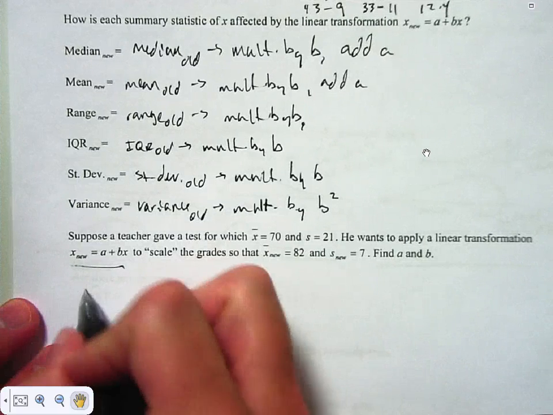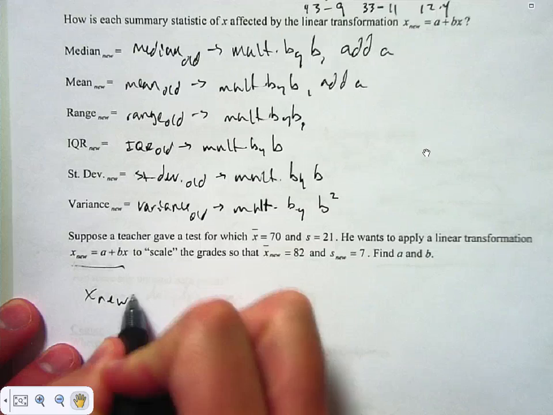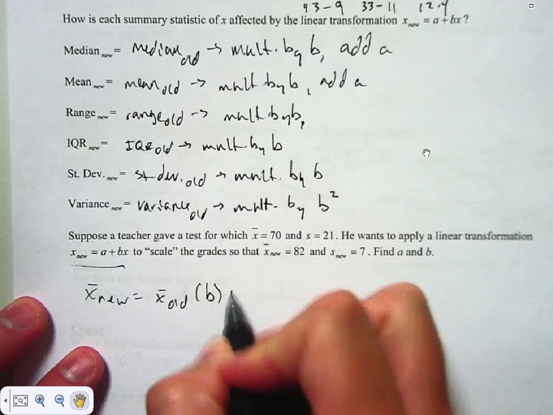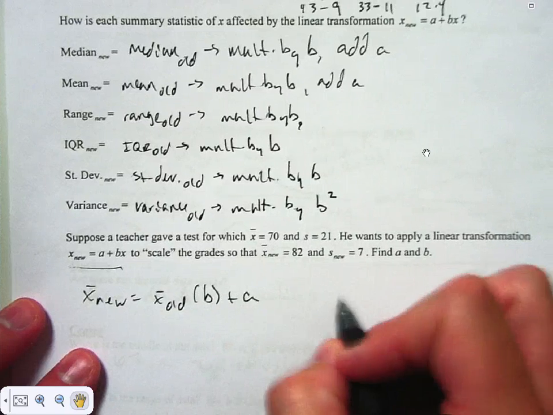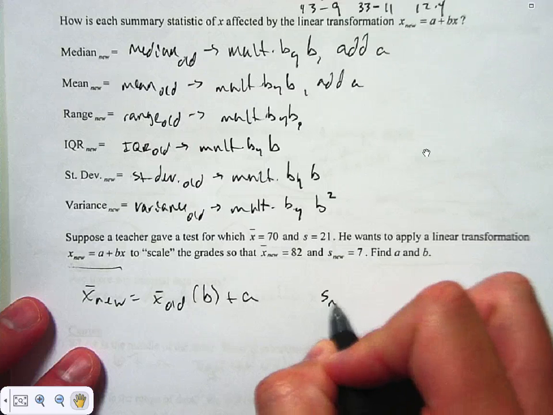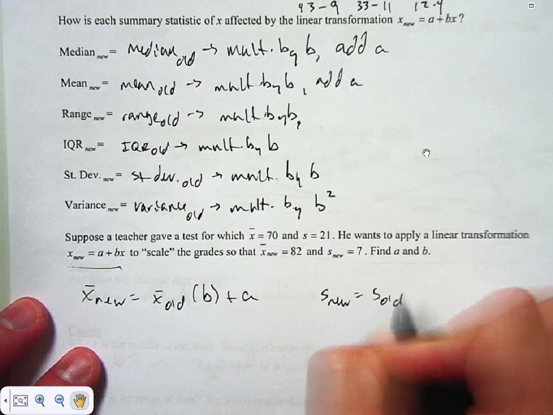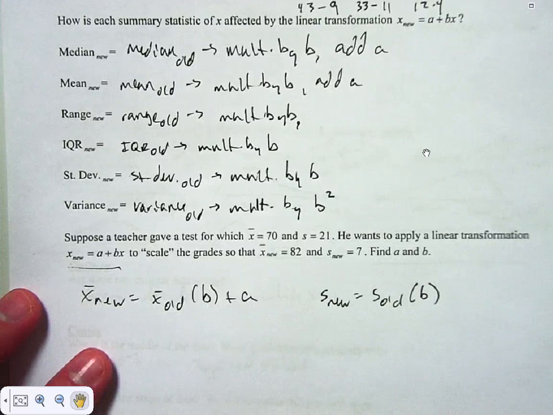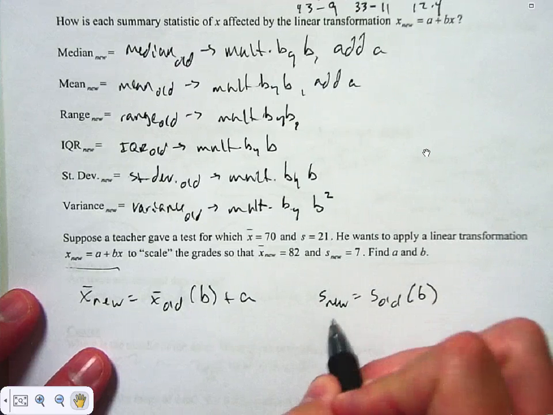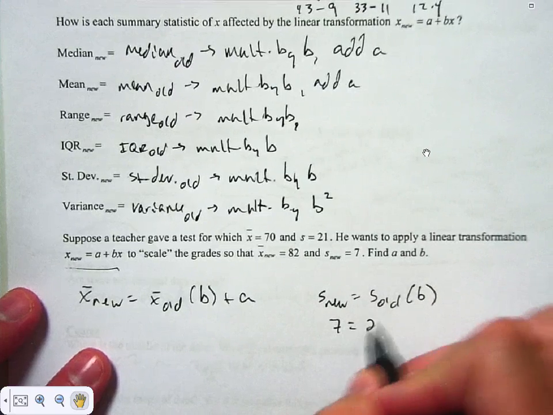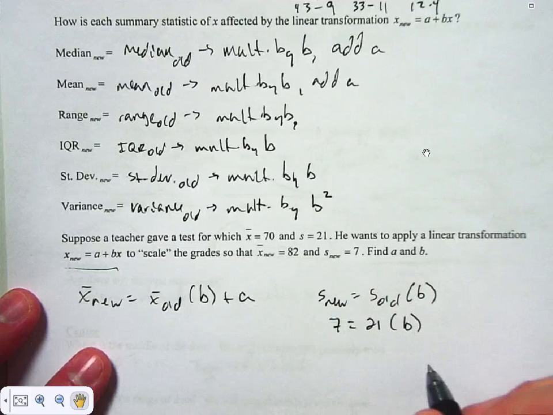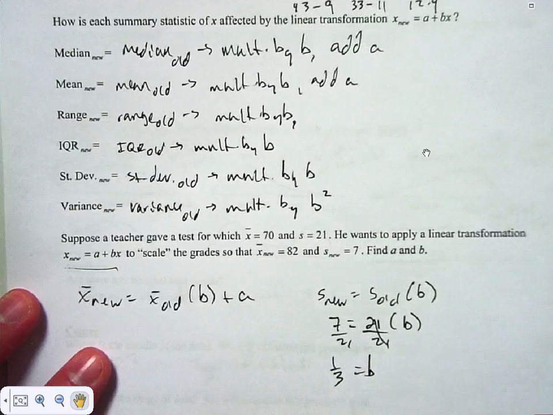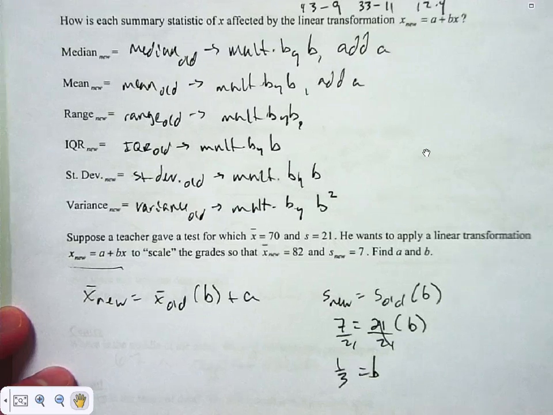All right, well, we know that in order to find x bar new, we have to take x bar old, multiply it by b, and add a to it. In order to find standard deviation new, I have to take standard deviation old and just multiply by b. I don't have to add a. Now it becomes sort of a system of equations to solve. Standard deviation new, I want it to be 7. The old standard deviation is 21. So in order to find b, I just simply divide both sides by 21. Now it becomes an algebra problem. Yay, algebra. Wish I was there again, right? That's what you guys are thinking.